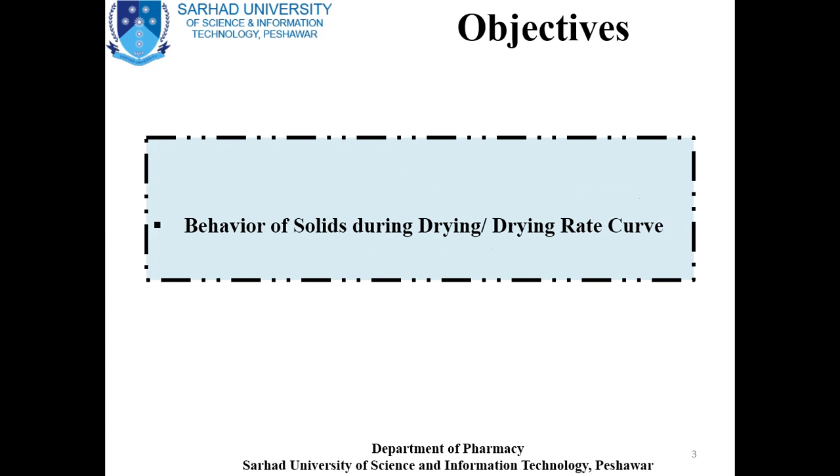Dear students, the main objective of this lecture is to learn about the behavior of solid material during the process of drying. If a solid material is exposed to the process of drying, then what will happen to this particular material which needs the process of drying.